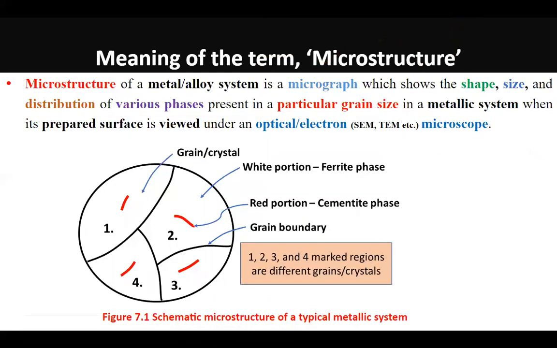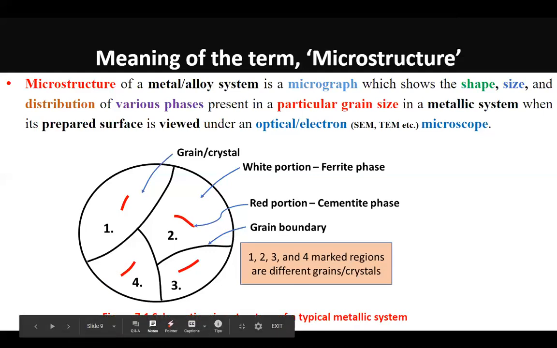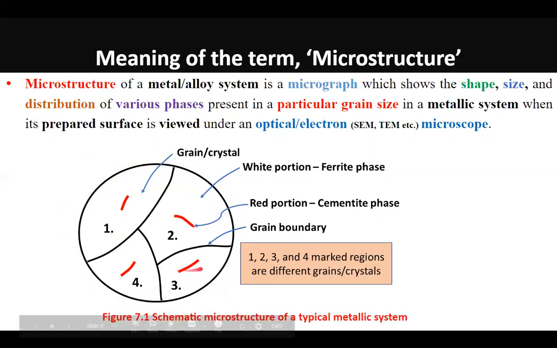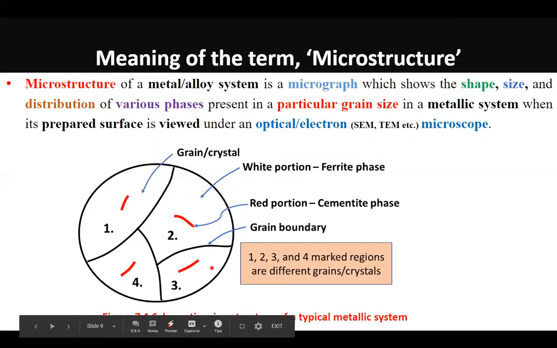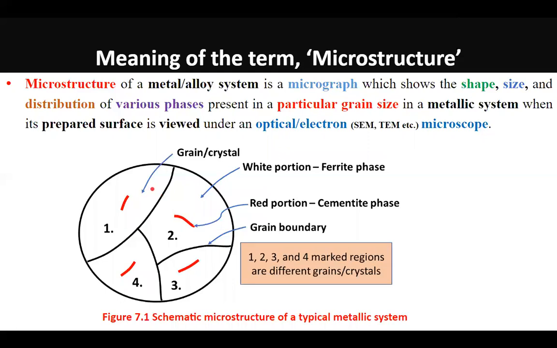Now in this schematic microstructure that I have shown for a typical material in figure 7.1, you can see that this whole area is the microstructure, and this is everywhere there in the material. And you can see that there is a white background phase, and there is this second region. What did we define for a phase? That entire region in which the chemical composition, the physical state, the crystal structure, the lattice dimensions, and hence the mechanical properties are the same, that constitutes a phase.